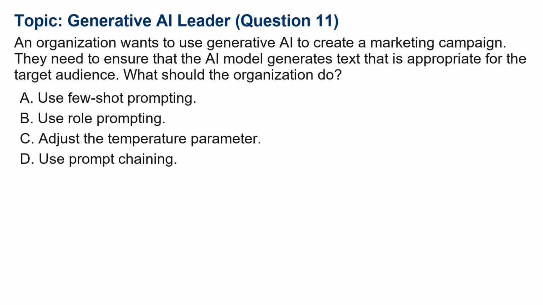An organization wants to use generative AI to create a marketing campaign. They need to ensure that the AI model generates text that is appropriate for the target audience. What should the organization do? A. Use few-shot prompting. B. Use role prompting. C. Adjust the temperature parameter. D. Use prompt chaining.